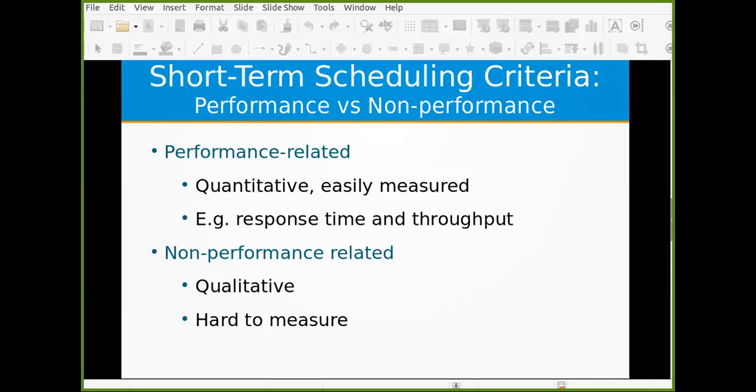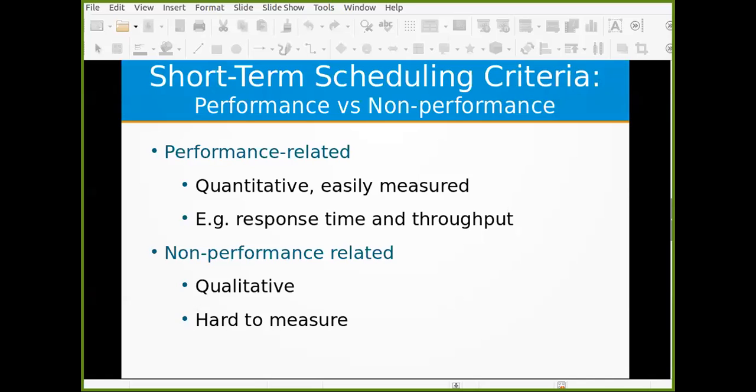Efficiency. Don't you think that efficiency is part of performance? Because that is the performance of your system, right? Non-performance means what? Basically it is the satisfaction kind of stuff that you get through your system.